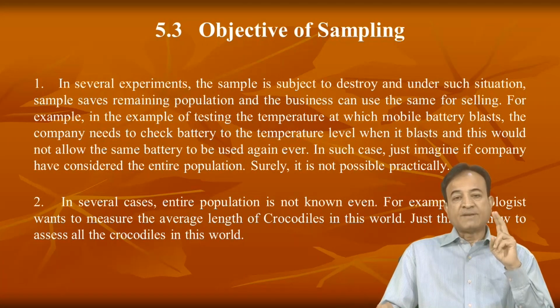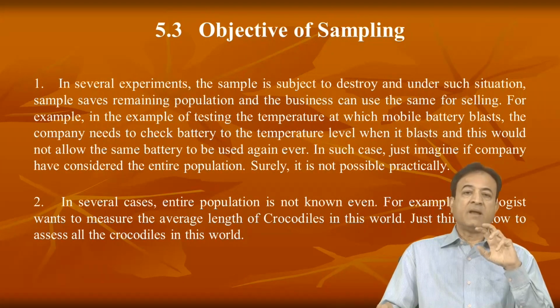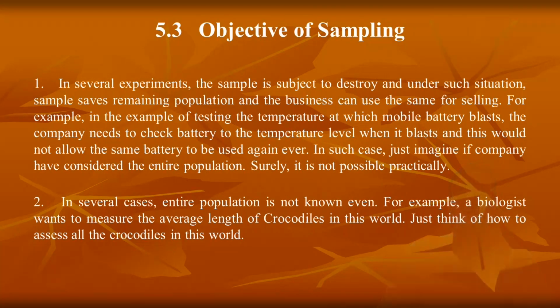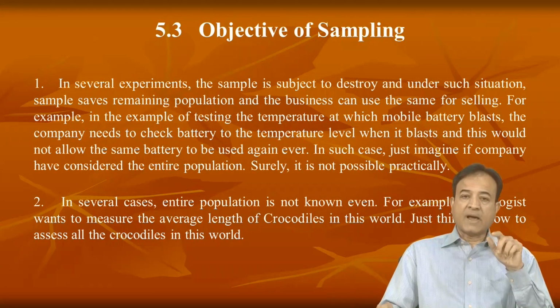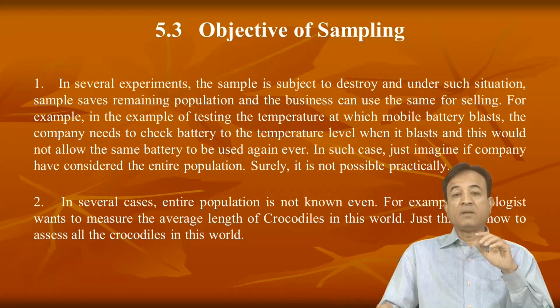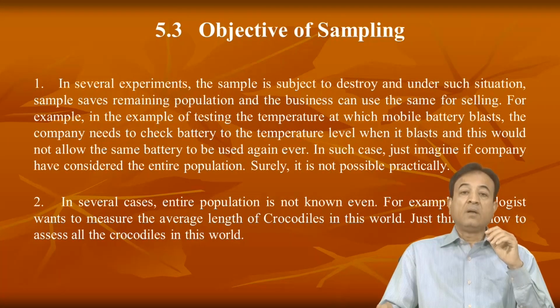Second, in several cases, the entire population is not even known. For example, a biologist wants to measure the average length of crocodiles in the world. Just think of how to assess all the crocodiles in the world. Therefore, it is clear that the sample is useful to save time, energy, and money, in experiments that destroy the sample under study, and for unknown populations.